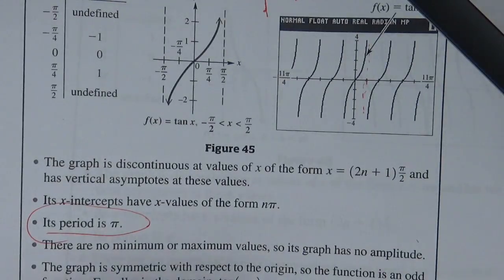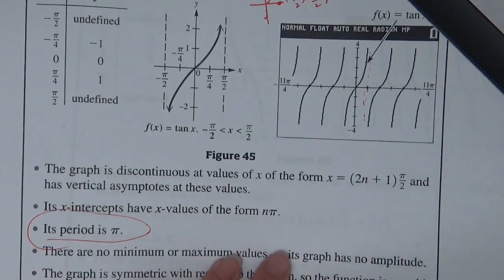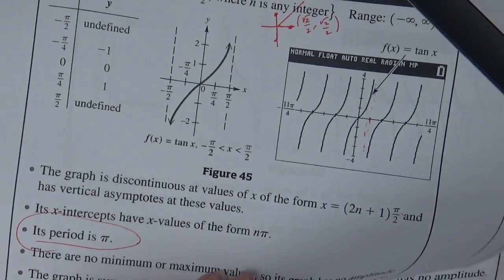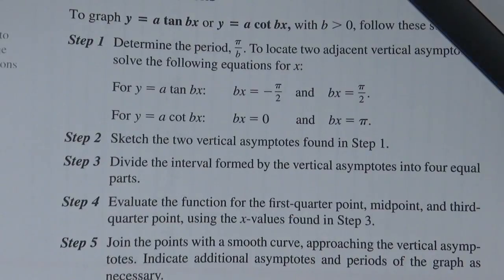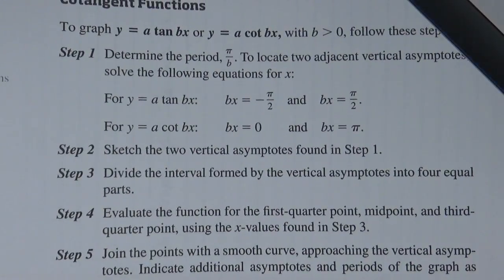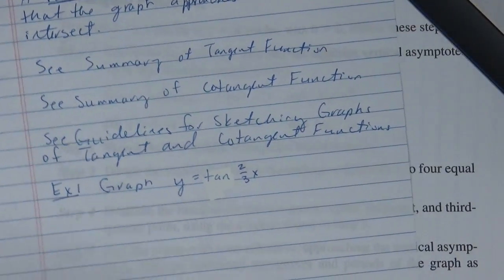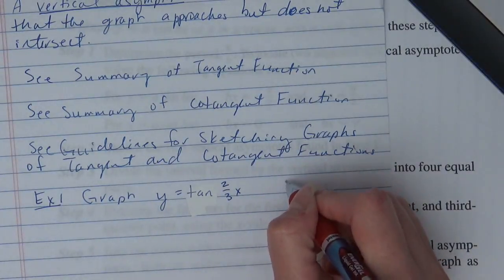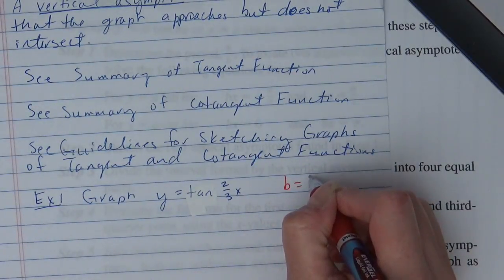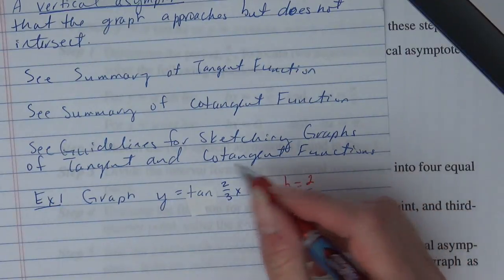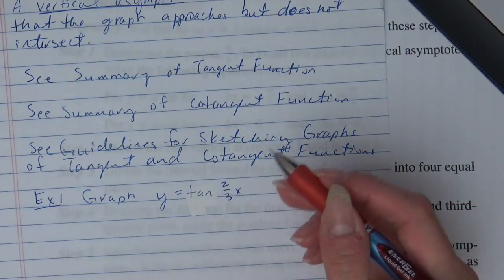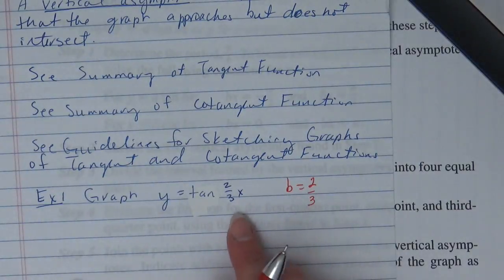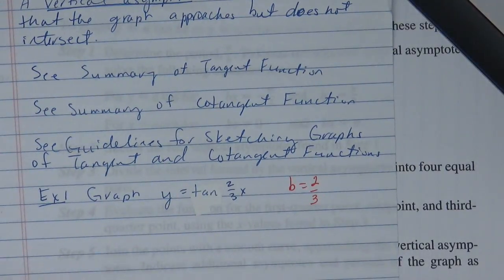I'm going to skip over the cotangent information, and I'm going to come back to that. But let's look at the steps for graphing. All right, so the first example that we're getting ready to do, we're going to be graphing y equals tan of 2/3 x. Remember, the 2/3 is your b. So b is 2/3. A, in this case, is 1. And there's no phase shift going on here. You're not adding or subtracting anything from your x.